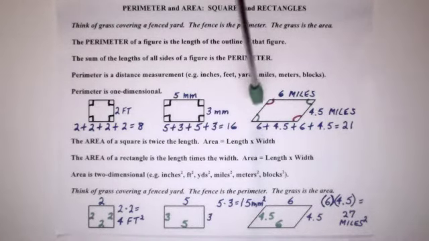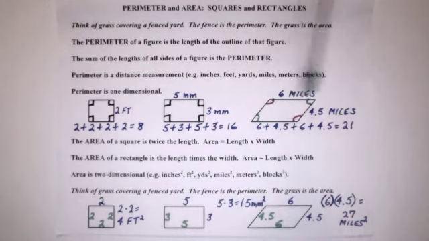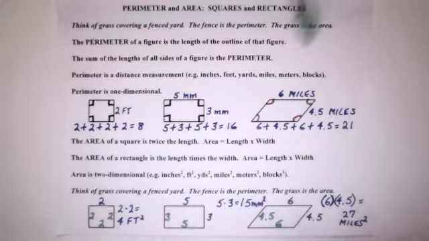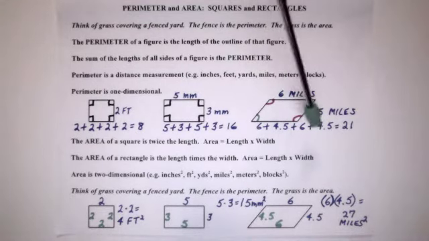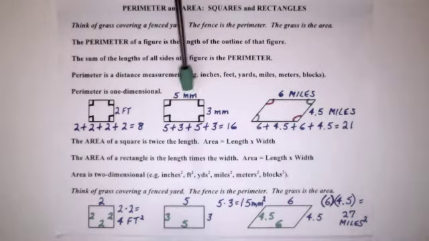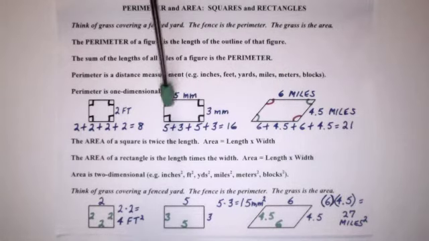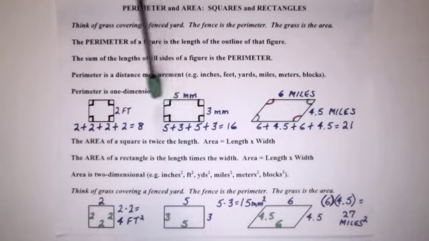So this side is 4.5. This is 6 miles, so this side is 6 miles because it's opposite and parallel. The reason I know it's parallel is because these angles are the exact same. Opposite angles are equivalent. A rectangle is a type of parallelogram that has 90-degree angles in every corner. These two opposing angles are the same, they're both 90, and these two opposing angles are 90 degrees.